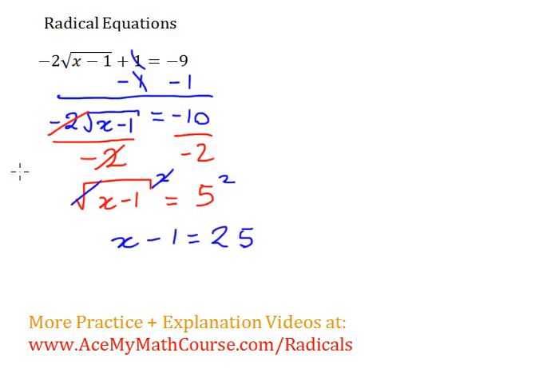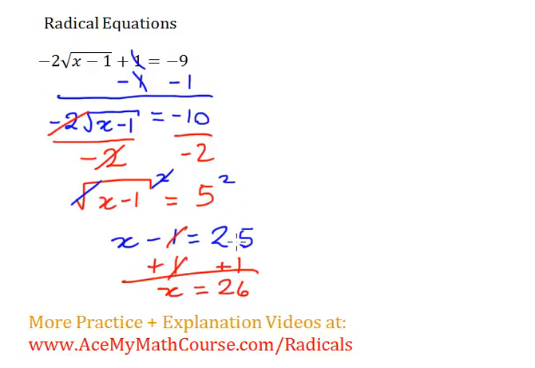Then, of course, we want to isolate x, so I can add 1 to both sides of the equation, and we're done with it. x equals 25 plus 1, 26. Are we done? Not quite done.